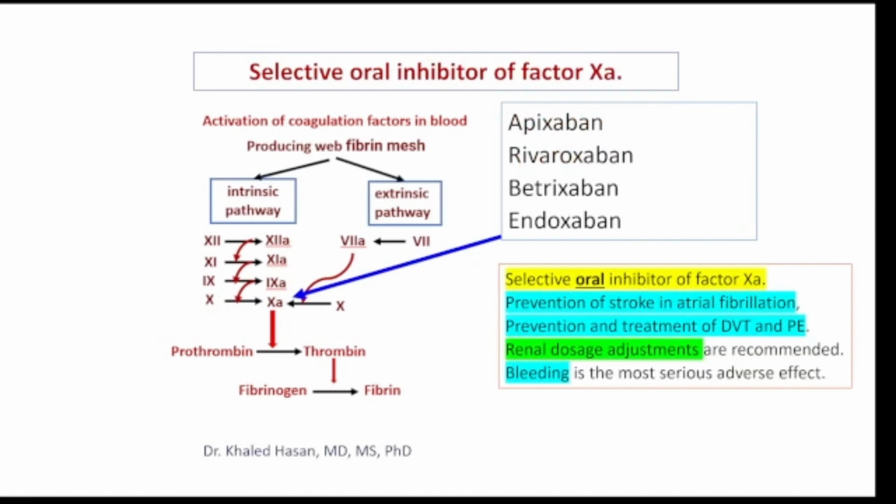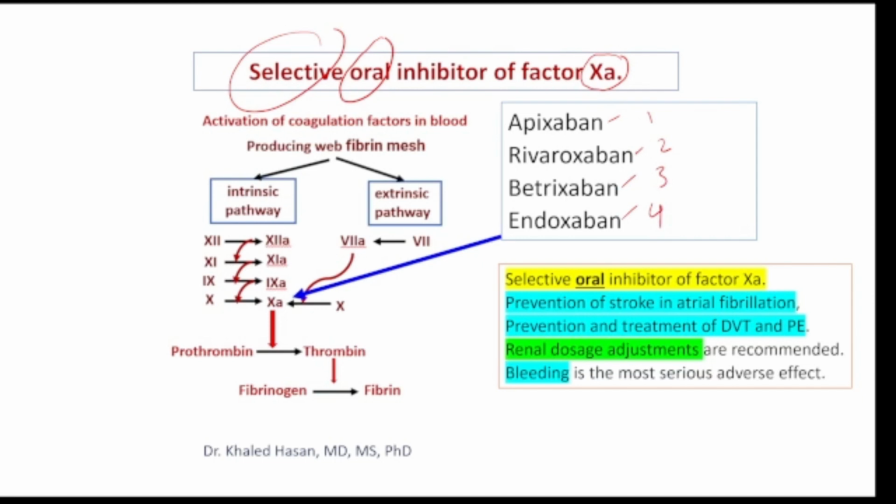Moving to the next group of medication. We have a list of medications belonging to the oral group: number 1 selective, number 2 oral, and number 3 inhibit factor XA, 10A. So which medication is prescribed orally and selectively inhibits factor 10A? We have 4 medications in this list: apixaban, rivaroxaban, betrixaban, and edoxaban.